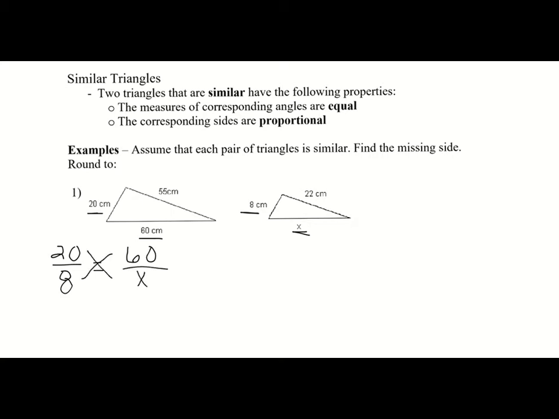And then we would just cross multiply to solve. So 8 times 60 is 480 is equal to 20x. So we're just solving that proportion like we would normally. Divide everything by 20, and I get x is going to equal 24 centimeters.